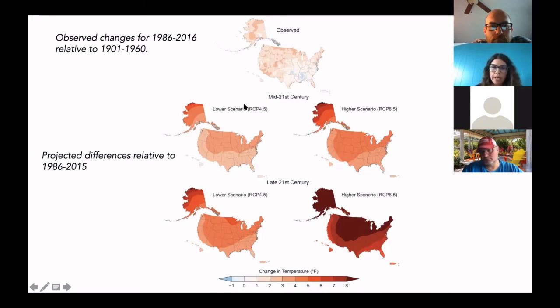Then you can start to look at predictions. We've got the lower emissions scenario and the higher emissions scenario for the middle of the 21st century and the late 21st century. So you can see overall, both time scales, both scenarios, we're looking at warmer temperatures relative to the present. So now we're looking at projections relative to 1986 to 2015. In Tennessee, we're looking warmer and much, much warmer in the higher emissions scenario.